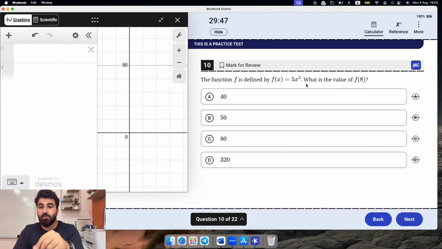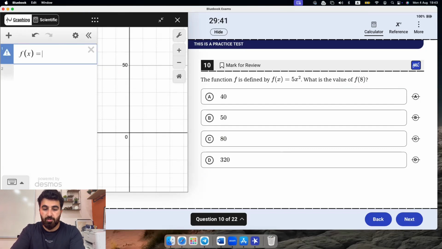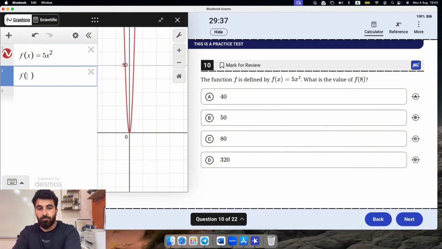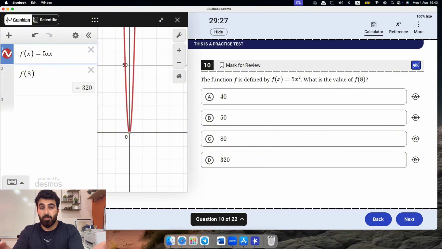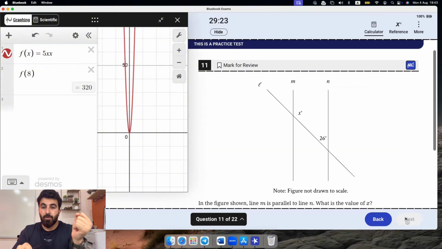Let's go on. The function f is defined by this one. What is the value of f(8)? As I said before, you can substitute the 8 here or just write f(x) is equal to 5x squared and write f of 8. So it is 320. Sometimes students say it takes time to write x squared there. Instead of writing x squared, you can just write x multiplied by x. It works the same. So the answer is 320.